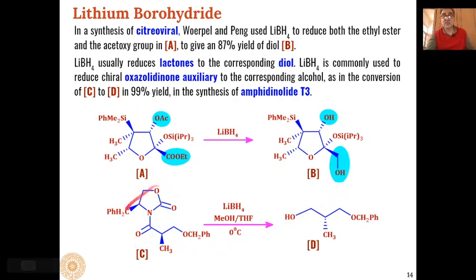Then in this example, these types of molecules have an oxazolidinone auxiliary. Here you can see that this is an imide linkage, and this is a lactone group which is present, and only the lactone group will be reduced, and we will get these types of alcohols on hydrolysis as the product.